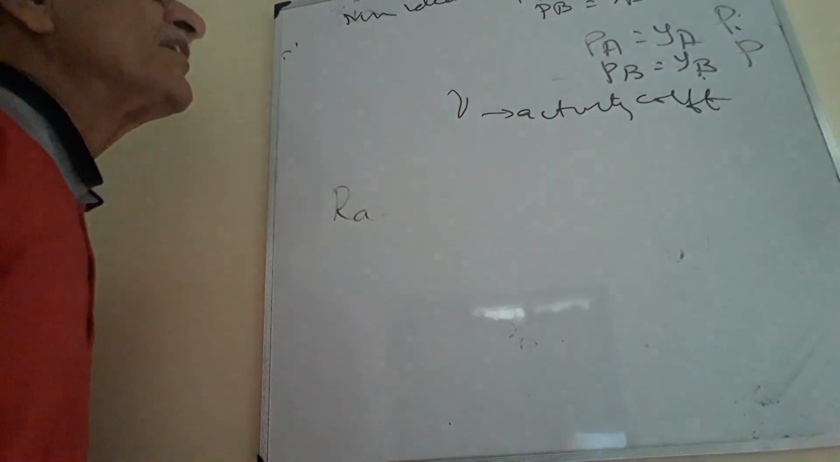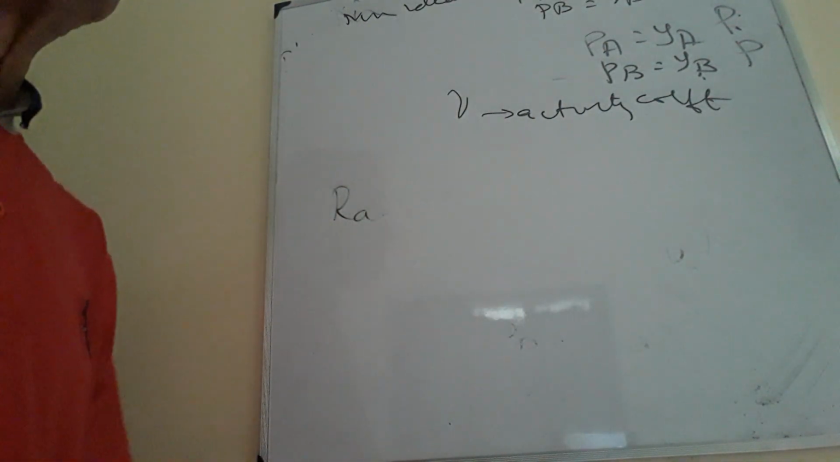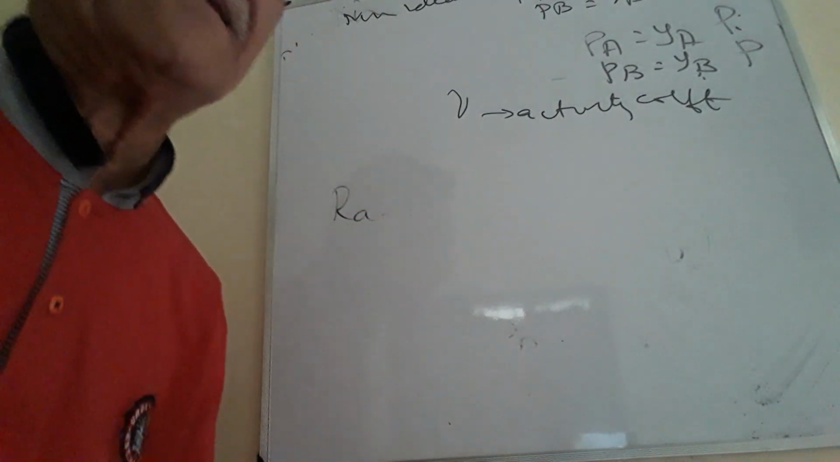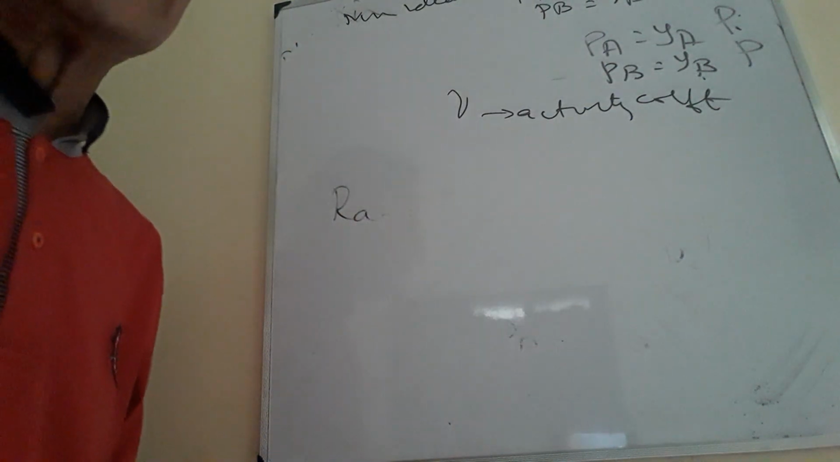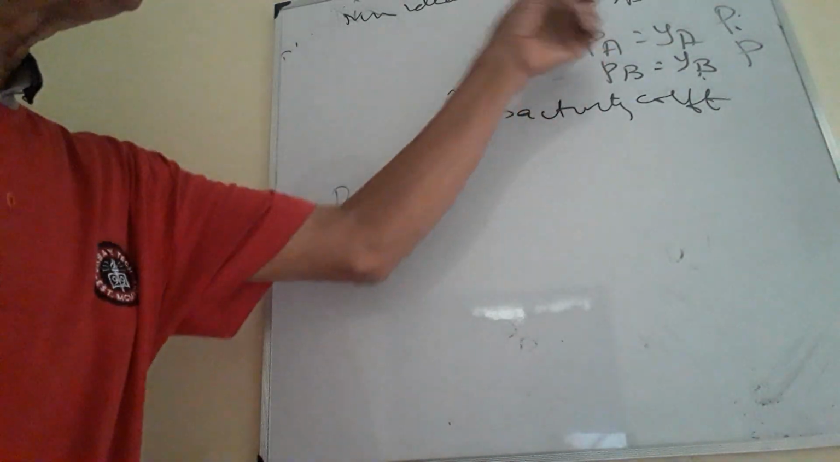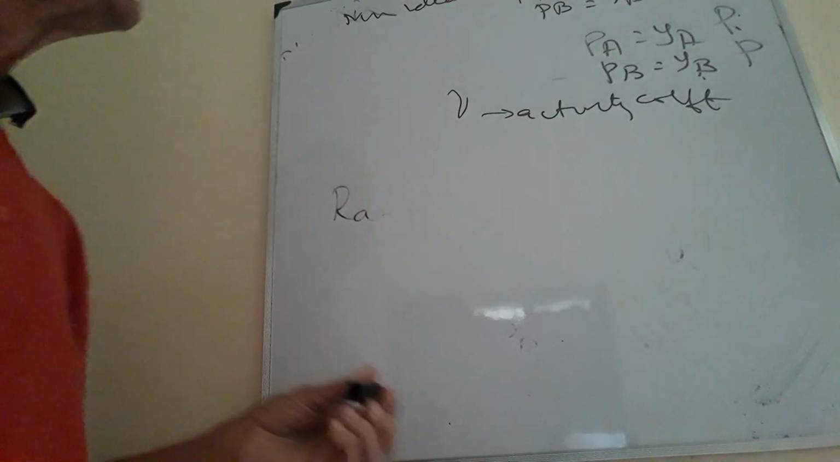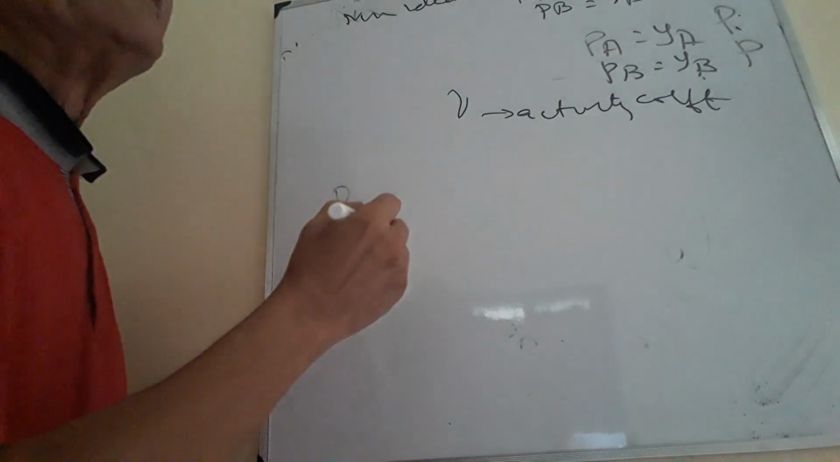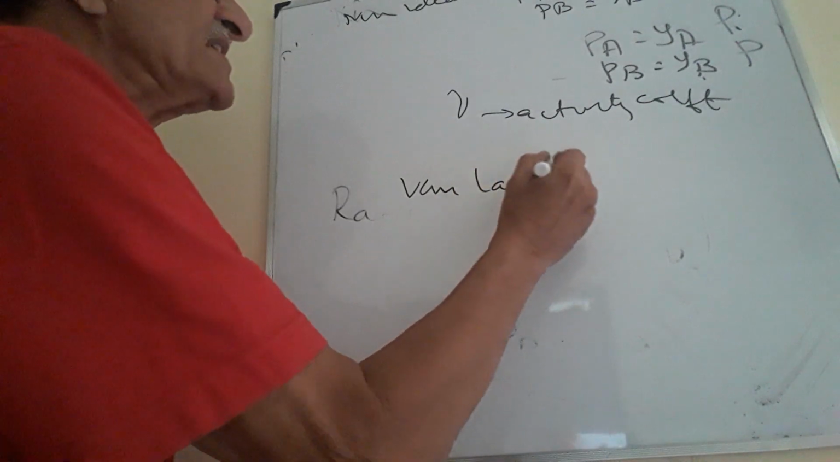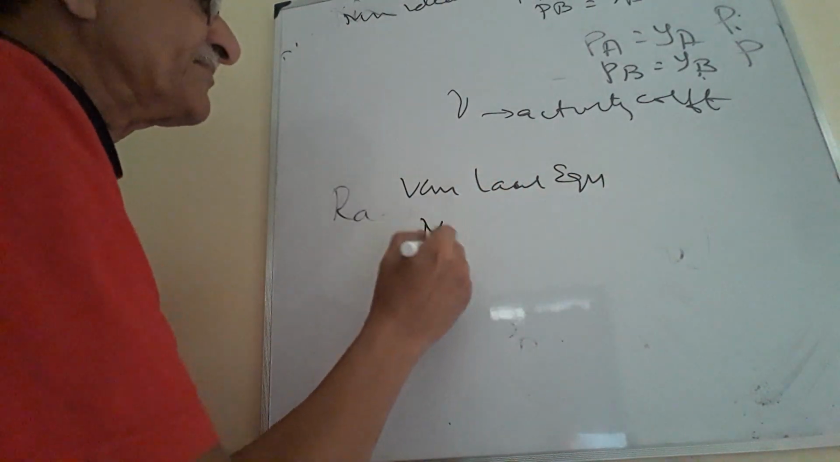Gamma A and gamma B. So it's a measure of deviation from ideal solution behavior. Just as Z is a measure of deviation from ideal gas behavior, gamma A and gamma B are measures of deviation from ideal solution behavior. If gamma is 1, it's an ideal solution. These gamma A and gamma B can be calculated from the Van Laar equation, or the Margules equation.